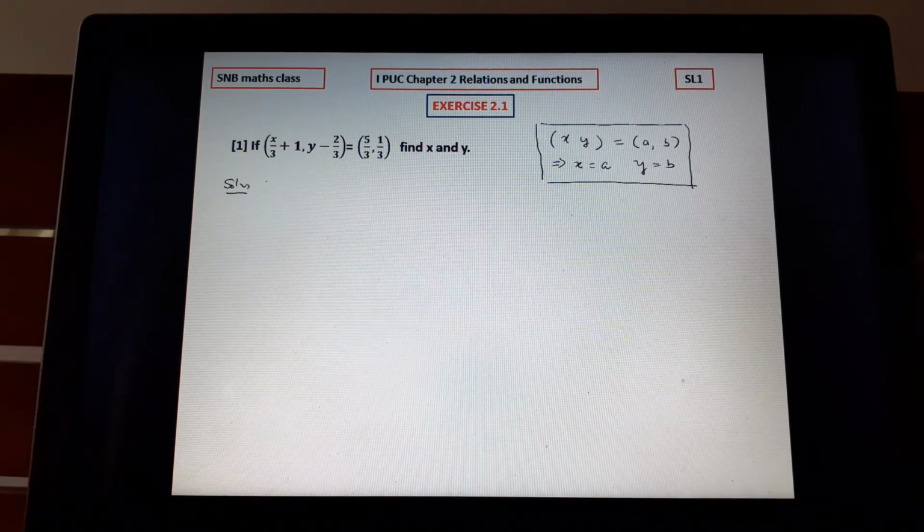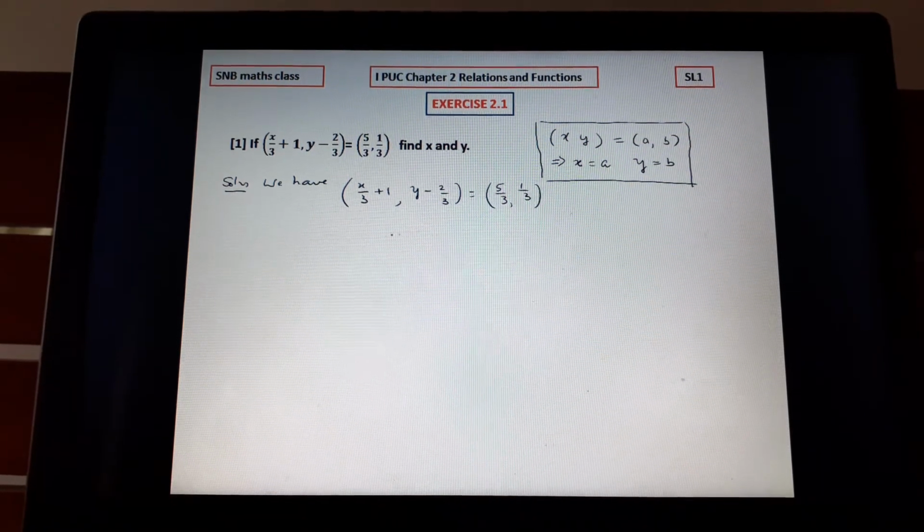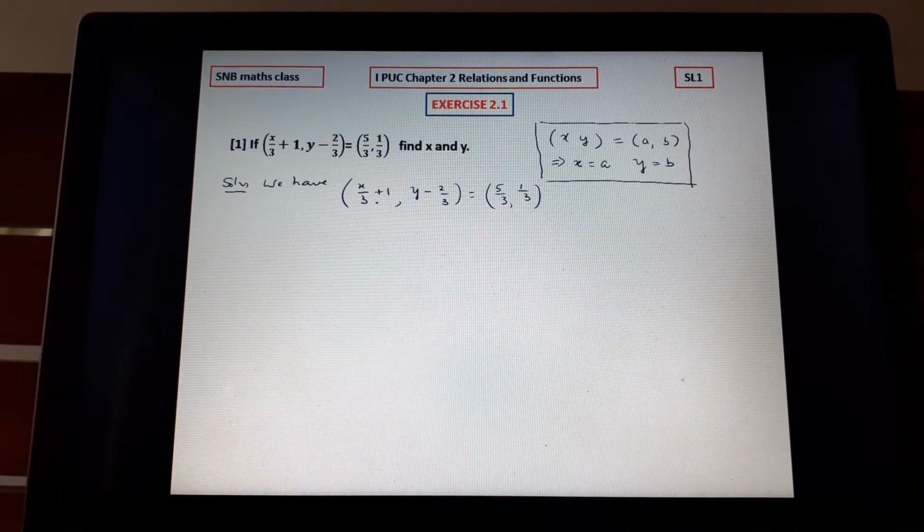So given we have (x/3 + 1, y - 2/3) equal to (5/3, 1/3). So that means this is the first element, this is the first element. So these two must be equal. Similarly, this is the second element, this is the second element. These two must be equal. Therefore, this implies x/3 + 1 must be equal to 5/3. Similarly, y - 2/3 must be equal to 1/3.